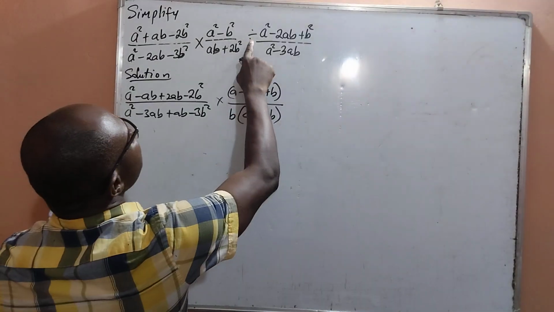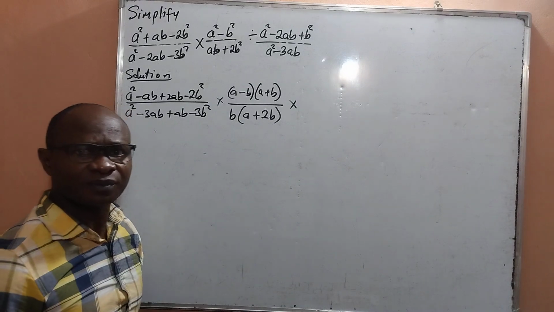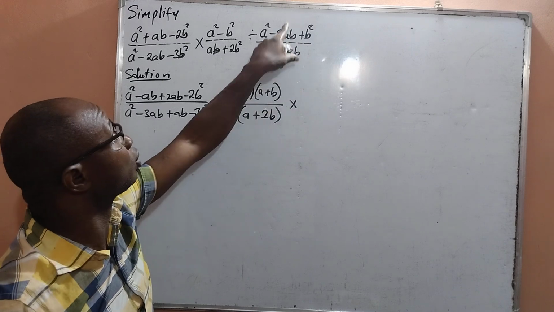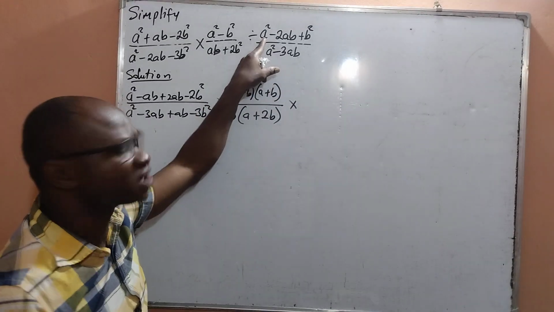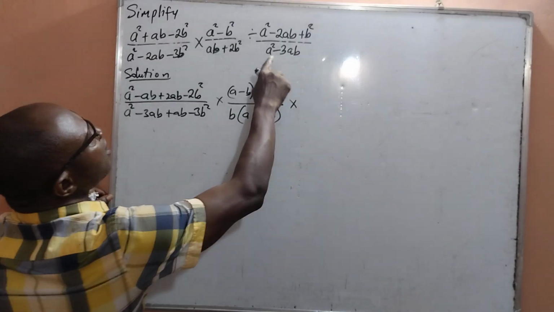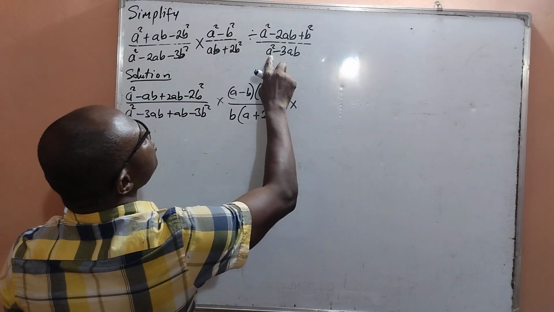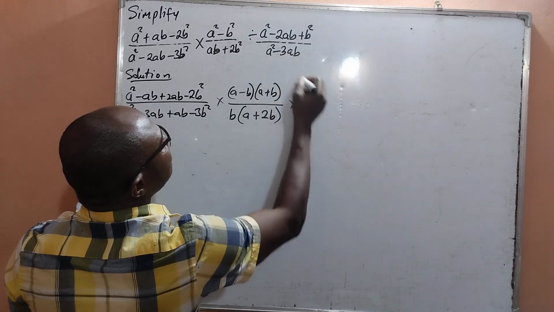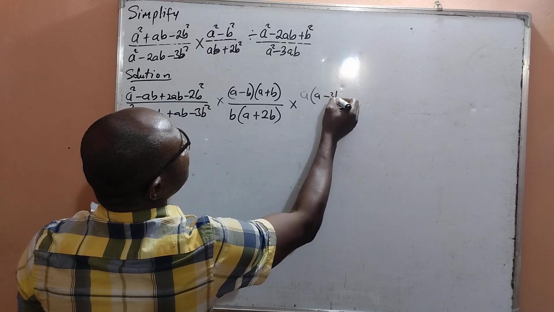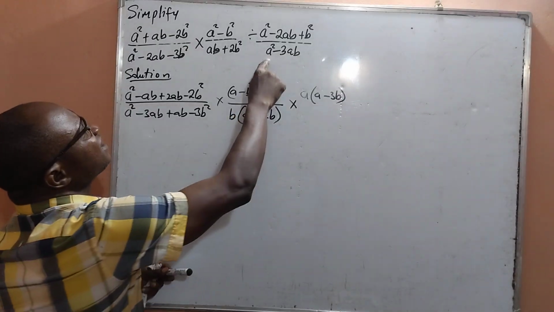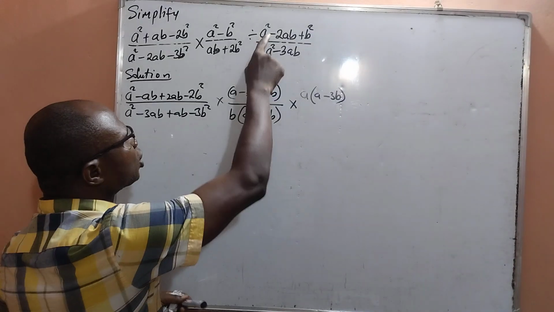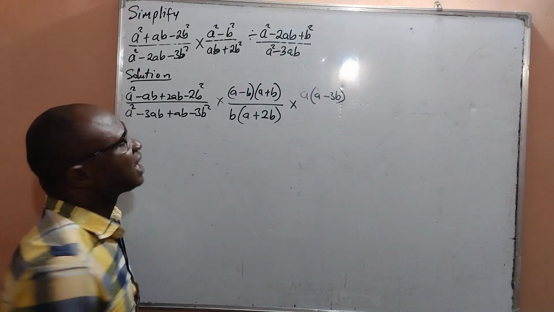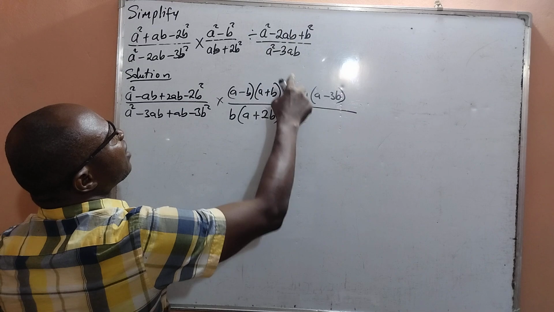Very good. Now, this division sign, I will change it to multiplication. And when that happens, what I have at the denominator in the last expression goes to the numerator, and what I have at the numerator comes down to the denominator. So, moving this to the numerator, it is now going to be factored. So, a is common, leaving me inside the bracket with a minus 3b. I have now moved the denominator of the last expression to the numerator because I have changed the division sign to multiplication sign, and the numerator comes down to the denominator.